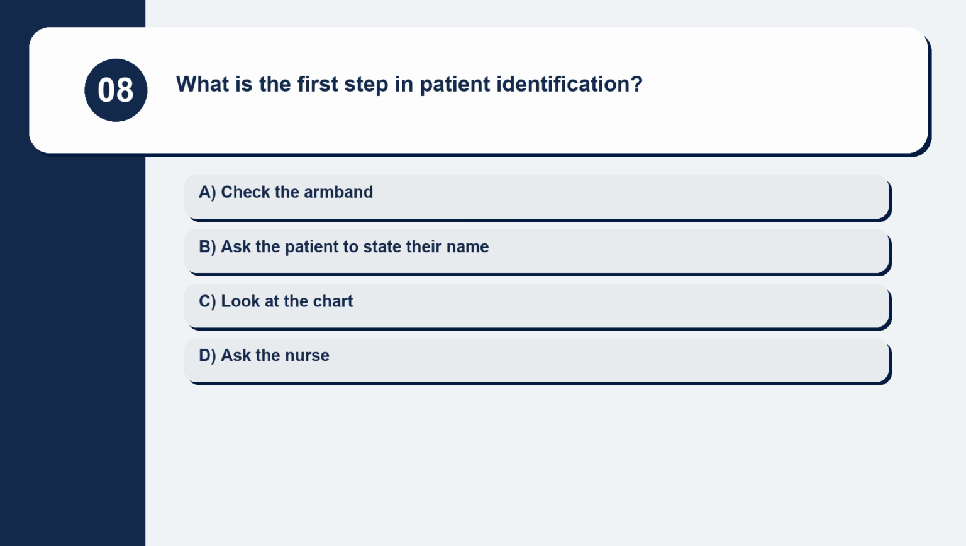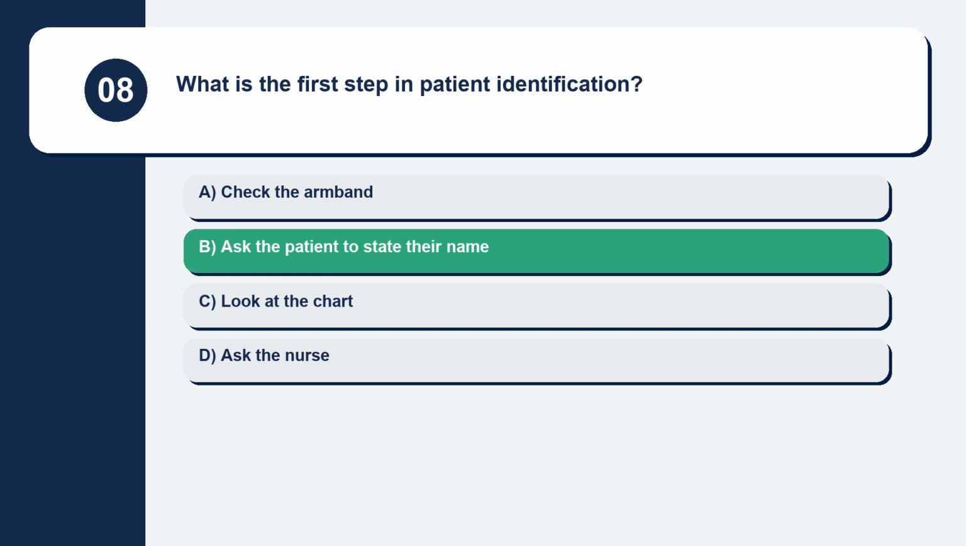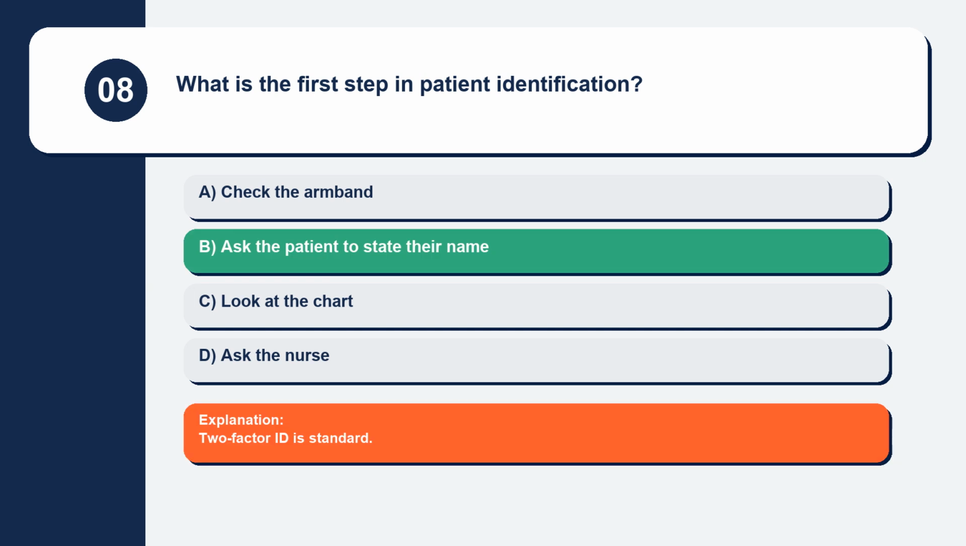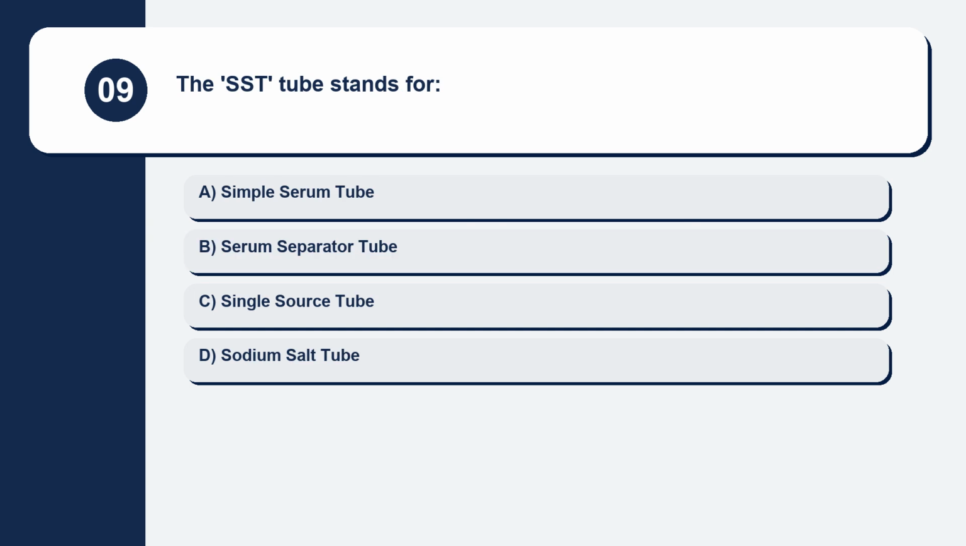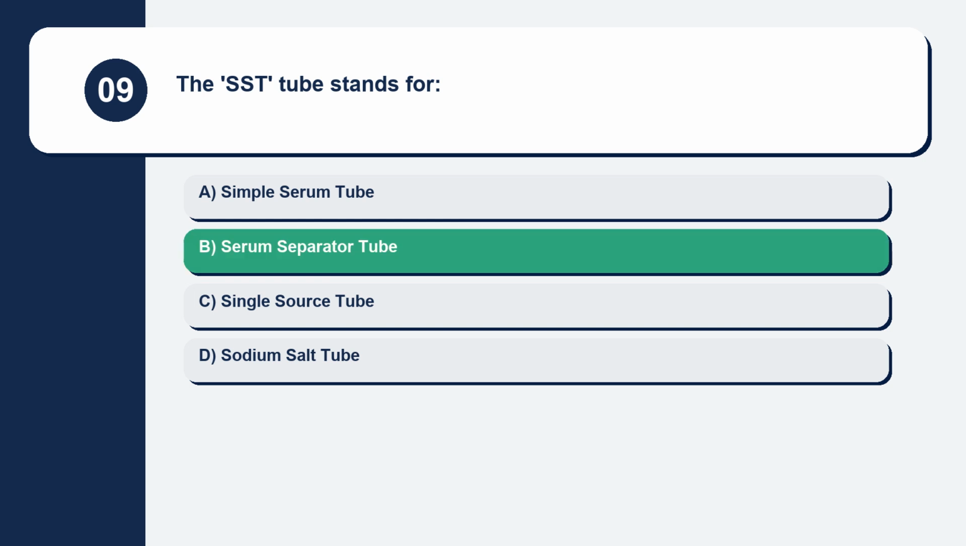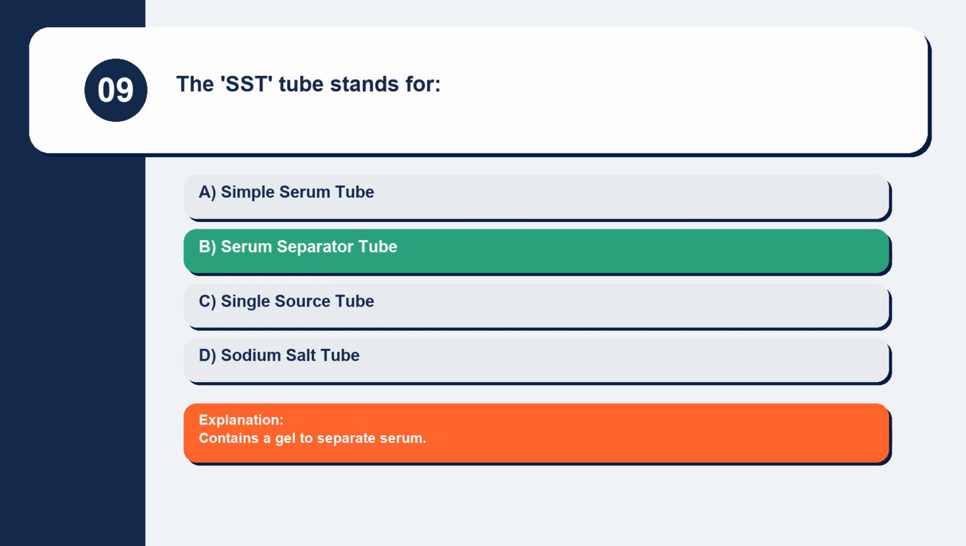Question 8. What is the first step in patient identification? Check the armband. Ask the patient to state their name. Look at the chart. Ask the nurse. Two-factor ID is standard. Question 9. The SST tube stands for simple serum tube, serum separator tube, single source tube, sodium salt tube. Contains a gel to separate serum.